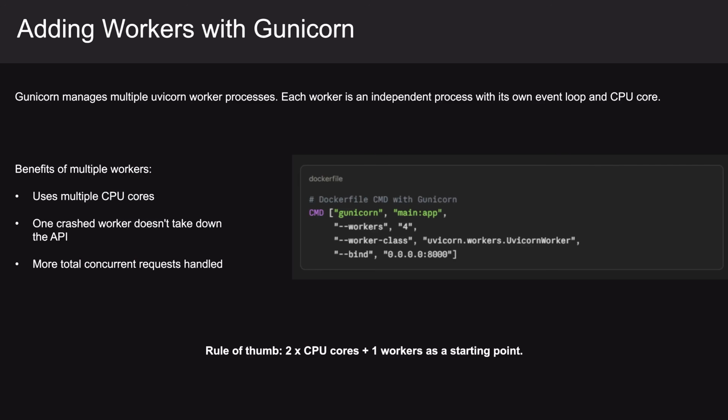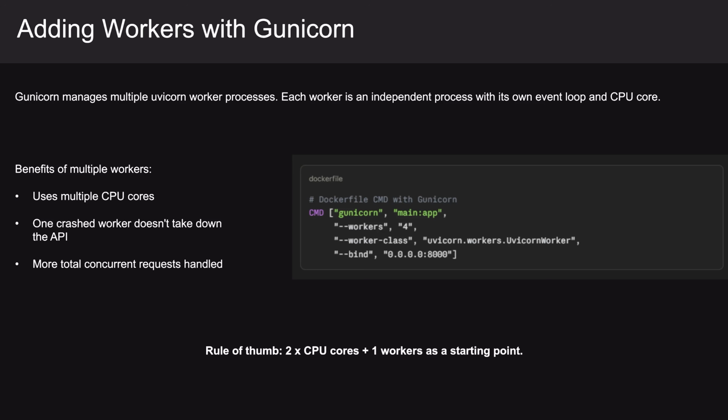To use multiple cores, you run Gunicorn as a process manager. Look at the Dockerfile CMD on the right. Instead of running Uvicorn directly, you now run Gunicorn with --worker-class uvicorn.workers.UvicornWorker. Each worker is an independent process with its own event loop. Three benefits on the left. Uses multiple CPU cores, one crashed worker doesn't take down the API, more total concurrent requests handled.